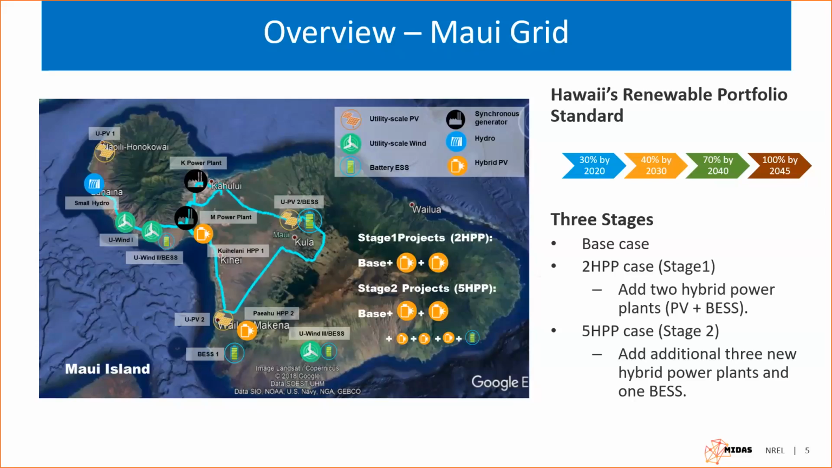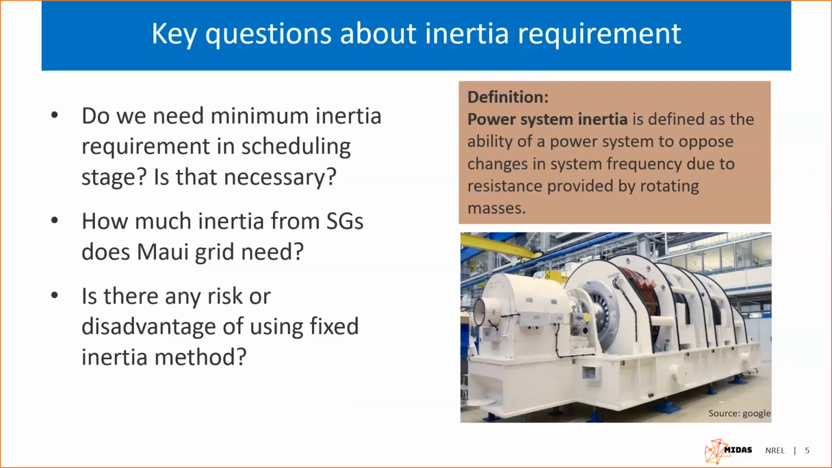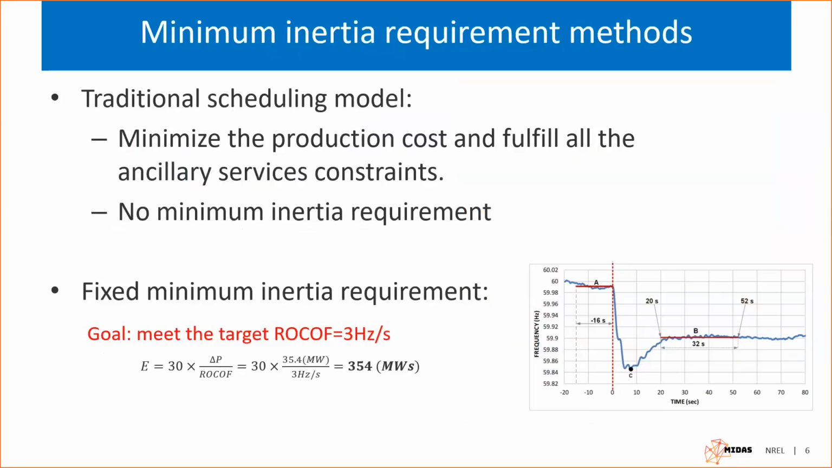There are a lot of potential solutions, but today we just talk about the inertia requirements. So I have some questions here. Do we need a minimum inertia requirement in the scheduling stage, and how much inertia do we need? Is there any risk or disadvantage to using some fixed inertia method?